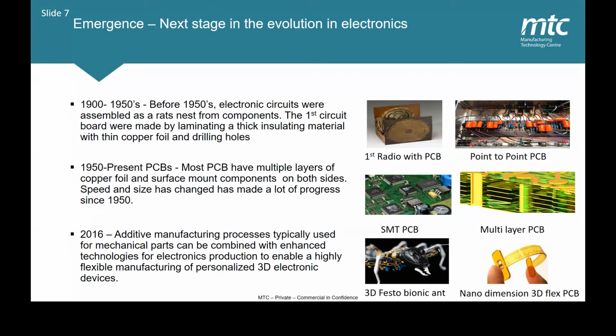Now, from 1950 to present, it is fair to say that we have advanced electronics manufacturing, achieving components so small they are now classified as dust. Also, looking at some of the advanced technology in RF high-speed technology, and since 2016, a lot of focus and work has been done combining mechanical parts with electronics, enabling highly flexible manufacturing of personalized 3D electronic devices.